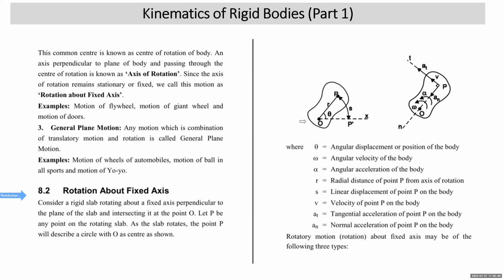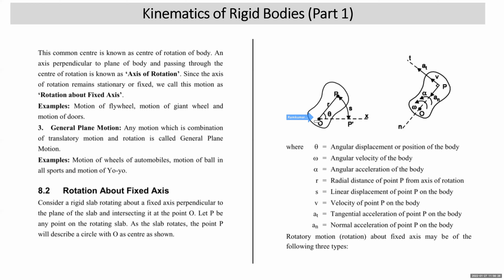rotation. Now here we have considered a body or a rigid slab which is rotating about O. There is a point or a particle P, which initially is at point P dash. After some time t, it reaches a point P, so that the particle P is moving along a circular path for which the center of rotation is O. The linear displacement covered along the circular path by the particle is S. Angular displacement during this rotation about O is theta. R is the radial distance.